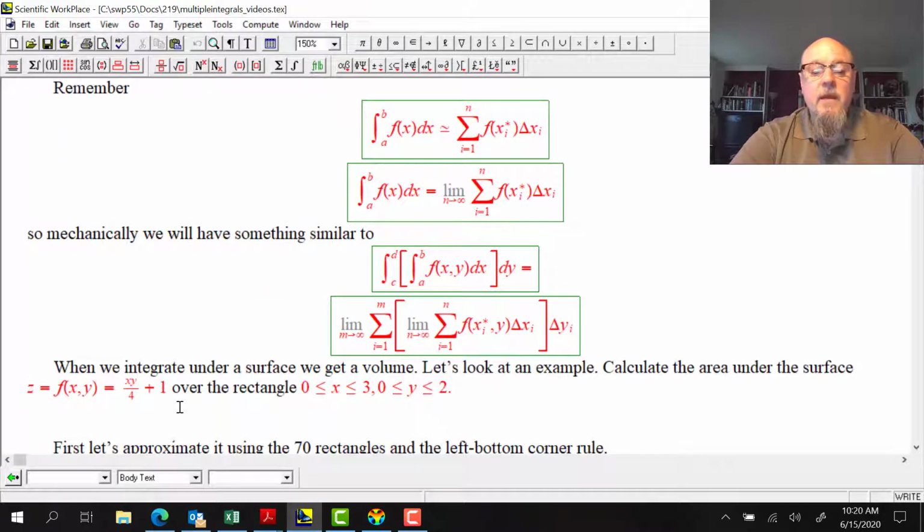So I want to integrate under a surface to get a volume, because the change in the x would be in meters, the change in the y would be in meters, the height would be in meters, meters, meters, meters cubed.